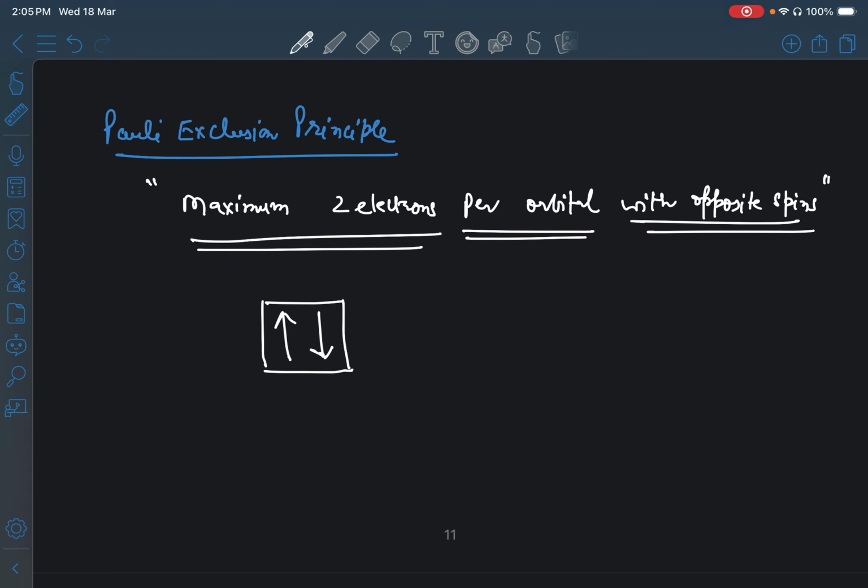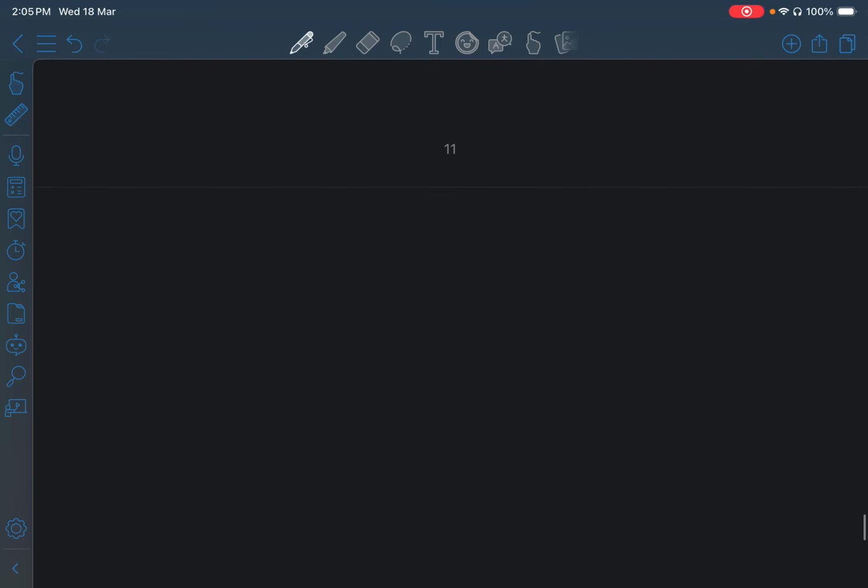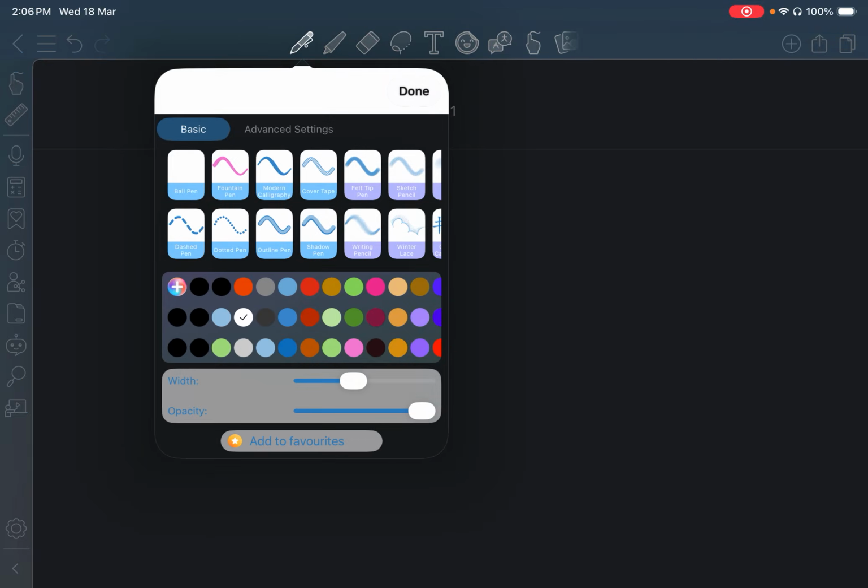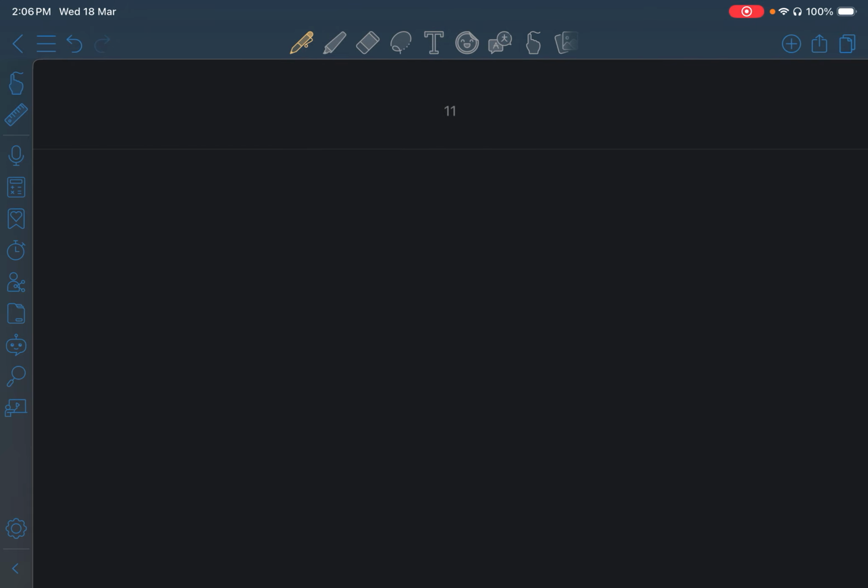Very, very important, guys, this Pauli exclusion principle. This is not negotiable in nature. Very important again. Let's move to the third important principle, which is Hund's rule. Let's understand Hund's rule.